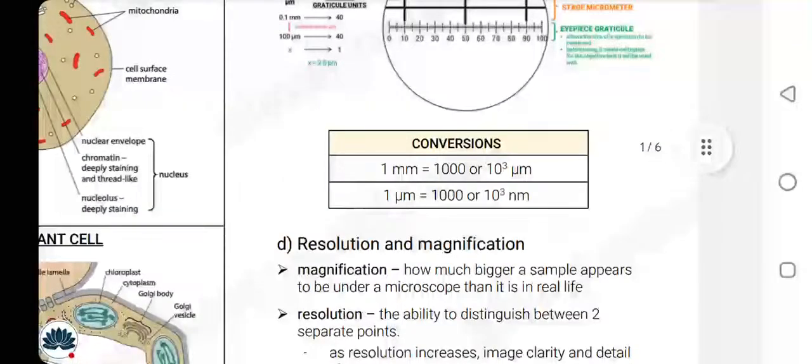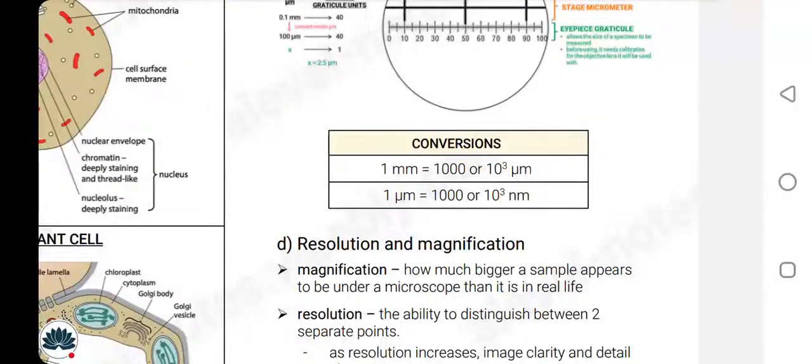Okay, 1 millimeter is equal to 1,000 micrometers, and 1 micrometer is equal to 1,000 nanometers. It means the largest unit is the millimeter, then the smaller is the micrometer, and then the smallest is the nanometer. It means that a thousand nanometers is equal to 1 micrometer.